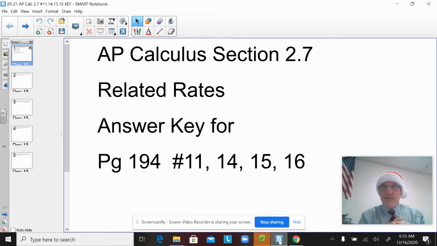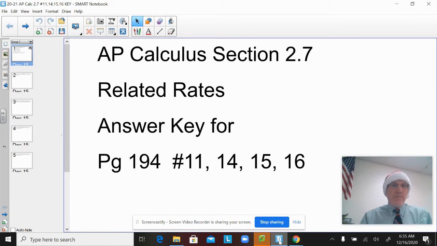And the process here is identifying what quantities and rates are given and asked for, coming up with the correct equation that relates all those variables, taking the derivative with respect to time, using implicit differentiation and the chain rule, and then substituting in all the given information to solve for whatever.